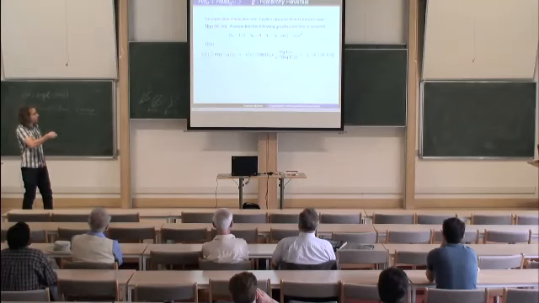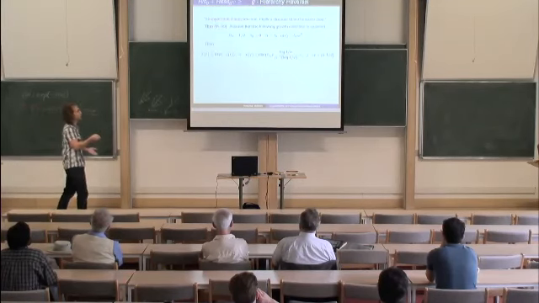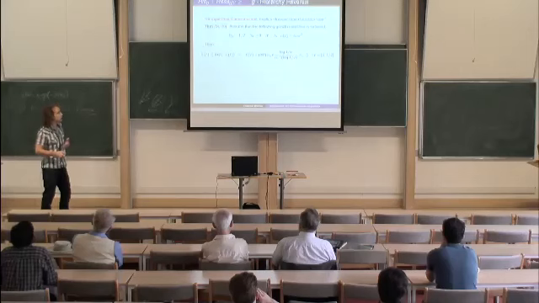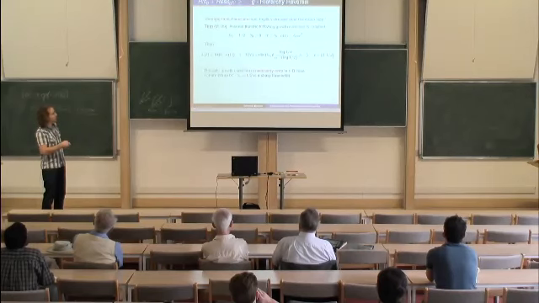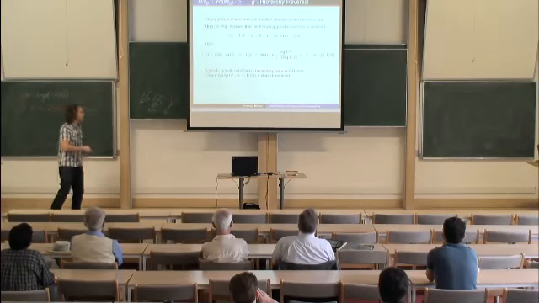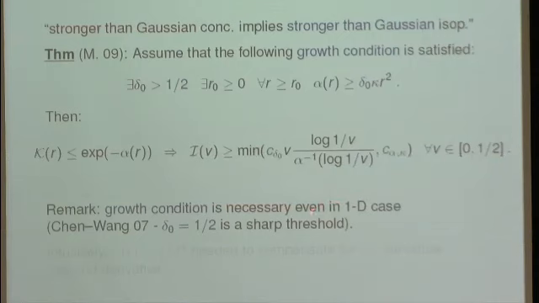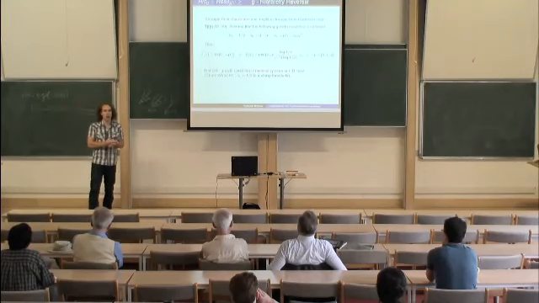So, the first question that comes to mind is: why did we need this assumption? In the convex case, we certainly did not need it. Maybe it's an artifact of the proof, but no, this growth condition is actually necessary. It's necessary in the sense that our theorem says that whenever delta naught is bigger than 1/2, the concentration implies back the right isoperimetric inequality. But there's a sequence of examples constructed by Chen and Wang, even in the one-dimensional case, of spaces where concentration is satisfied with any delta naught strictly smaller than 1/2, but nevertheless no such isoperimetric inequality is possible. So really there's a sharp transition at 1/2.